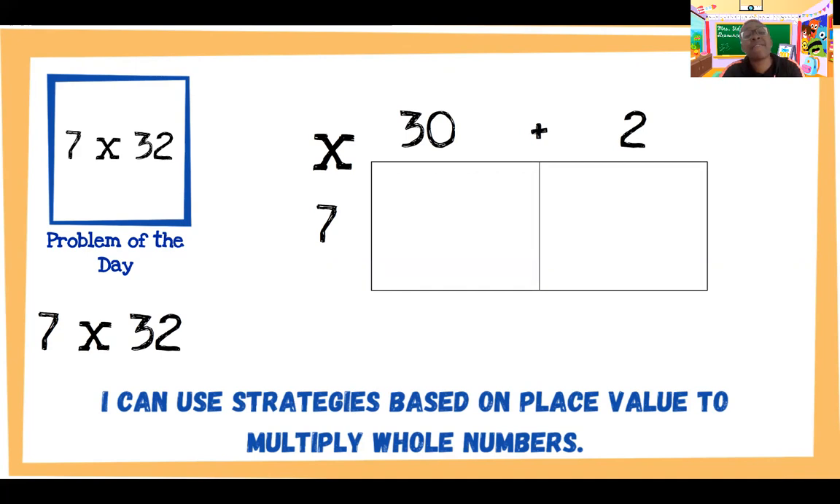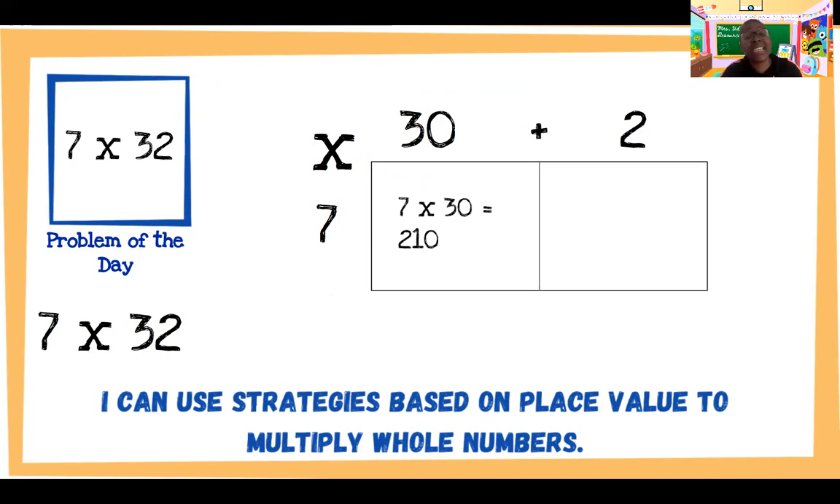So let's start with our first partial product. We have 7 times 30. What is 7 times 30? Well, if we want to do this quick mentally, we only need to know what 7 times 3 is. And what is 7 times 3? Did you say 21? If you did, you're absolutely correct. If 7 times 3 is 21, then that means that 7 times 30 is 210.